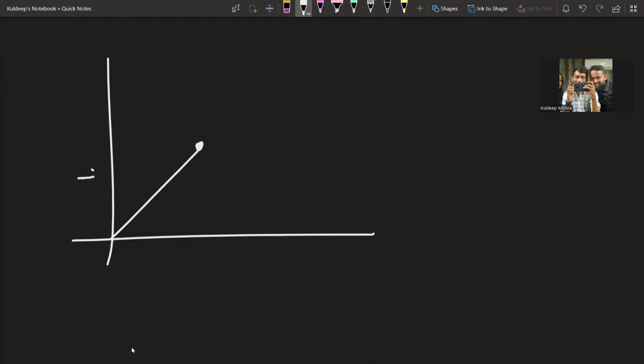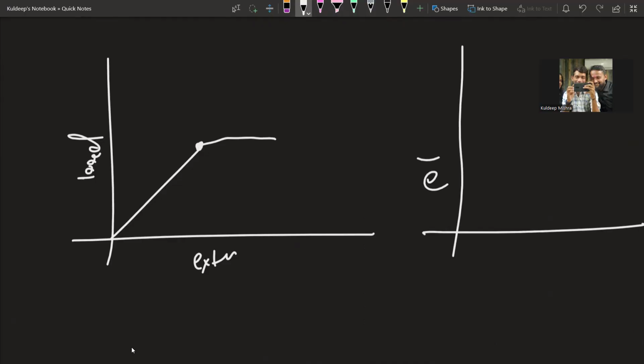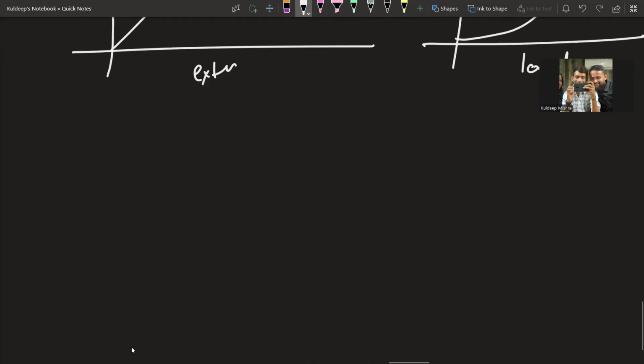If the load is here and extension is on the x-axis, it should go like this. Even if you don't increase the load, the extension increases and the wire breaks. And if extension is here in centimeter or meter or even millimeters and load is here, it would look something like this. Extension will increase even if load does not increase.